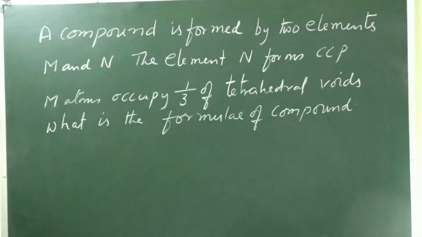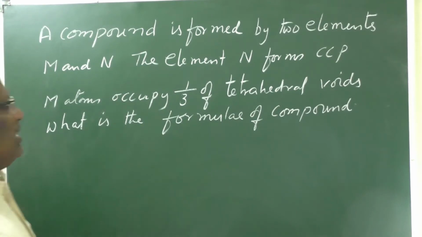Next problem: a compound is formed by two elements M and N. The element N forms CCP. M atoms occupy 1/3 of tetrahedral voids. What is the formula of the compound? We have already done this type of problem previously.